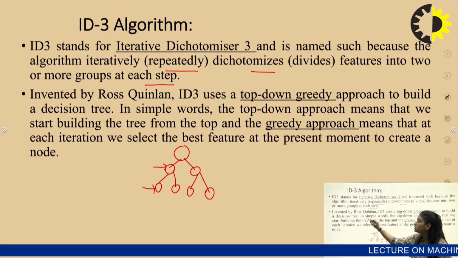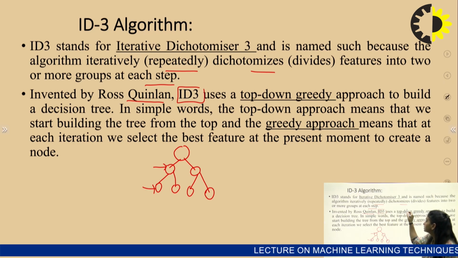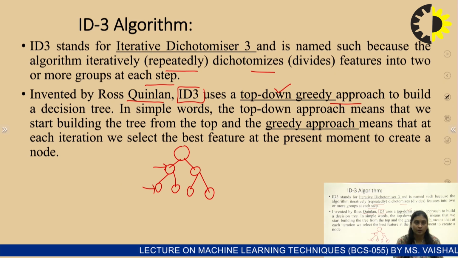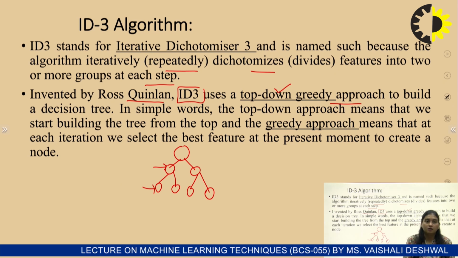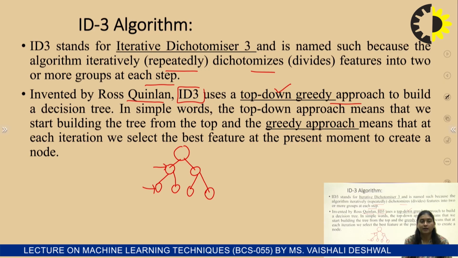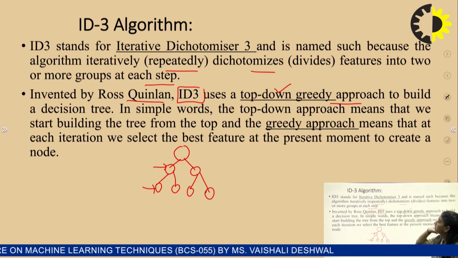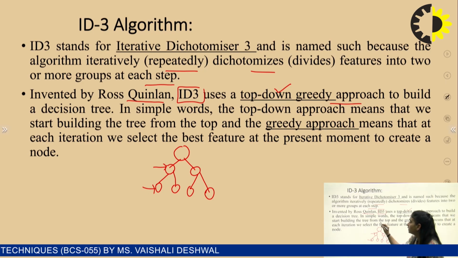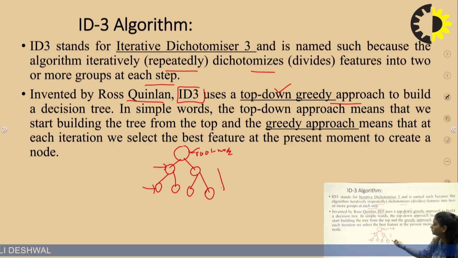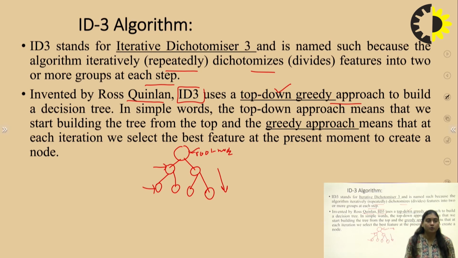Now, it was invented by Ross Quinlan. ID3 uses this top-down greedy approach. Greedy means at a particular moment, it chooses the best step which it can take. So here, in simple words, the top-down approach means that we start building the tree from the top, or you can say the root node, to the bottom. That is why we are saying it's a top-down approach.